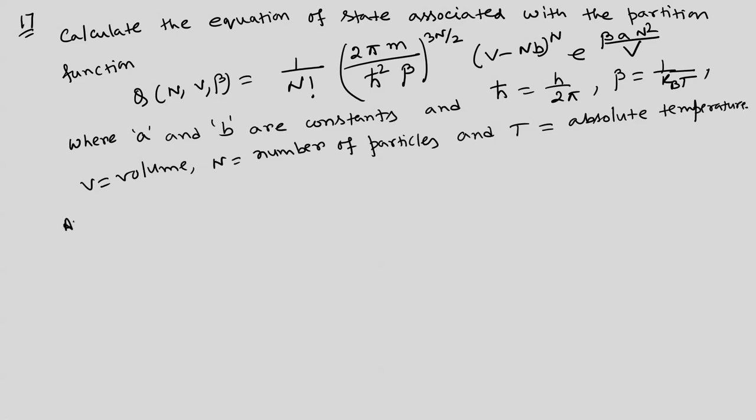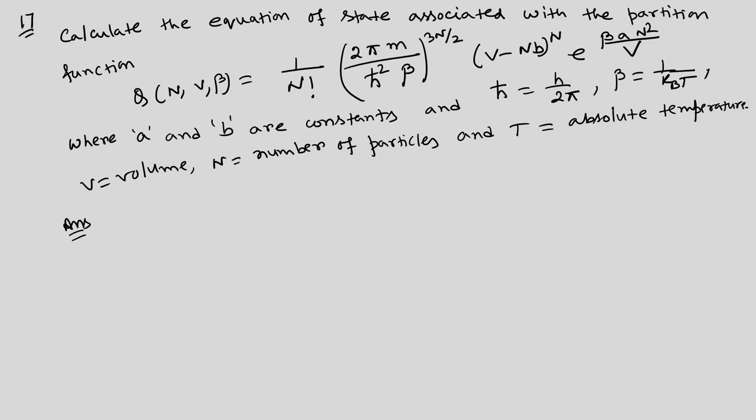So, this problem says calculate the equation of state associated with the partition function Q, which is 1 by N factorial times (2 pi m by h cross squared times beta) to the 3N by 2, times (V minus N b) to the N, and e to the beta a N squared by V, where a and b are constants, h cross is h by 2 pi, beta is 1 by k B T, V is volume, N is number of particles and T is absolute temperature.